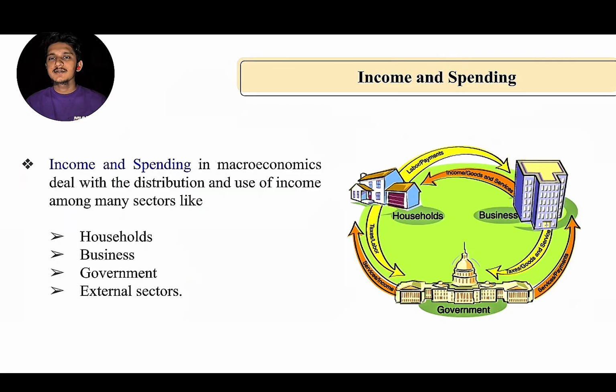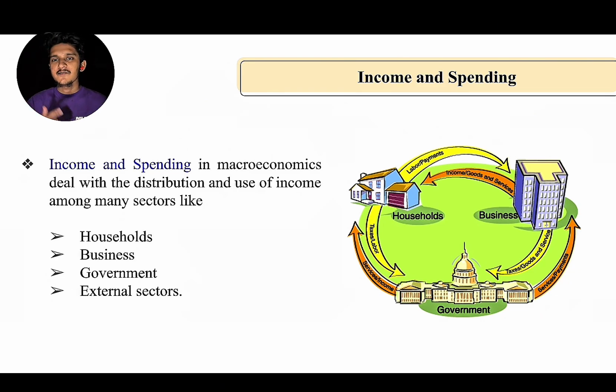In macroeconomics, the circular flow of income and spending describes how money moves between different sectors of an economy. There are four key sectors involved in this flow. First one is household. Household means consumers who provide labor and buy goods and services. Then the second one is business. Business also known as firms. Firms or business is producer who use resources to create goods and services.